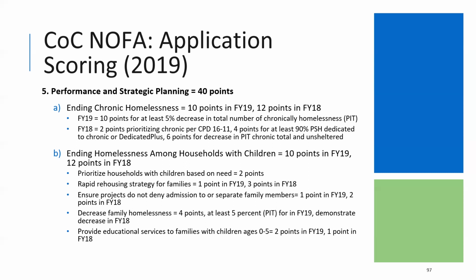HUD requires that projects do not separate family members because of household configuration. So for example, you can't deny admissions to a family because they have an older teen in the house, or you can't deny a family because it's a male-headed household versus a female-headed household, things like that. So HUD asks, are you following that requirement? HUD looks at whether you're decreasing family homelessness over time as evidenced by your PIT count.